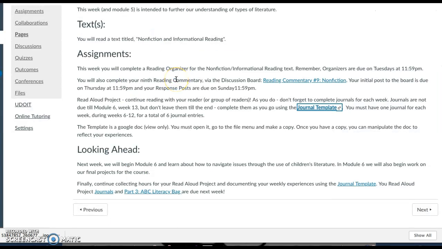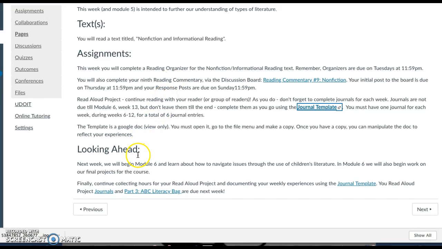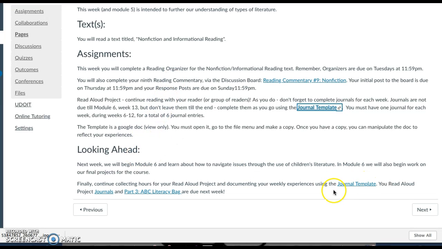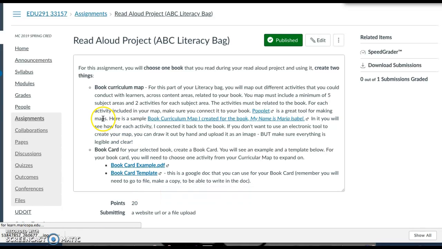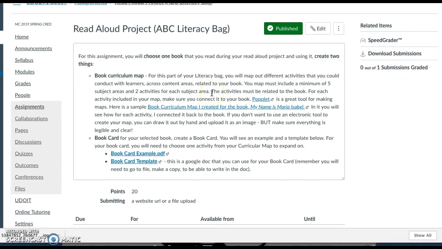Okay, so that's really where you should be putting your focus right now, is just completing your reading hours, completing your journal. As we look ahead, your Read Aloud project has 2 other parts. It has the literacy bag, which is going to be here. I have not talked to you too much about the literacy bag. So this is what you have to do. It is pretty intensive. Once you've completed your journals, you're ready then to focus on the literacy bag.